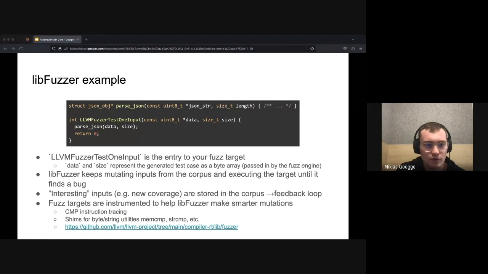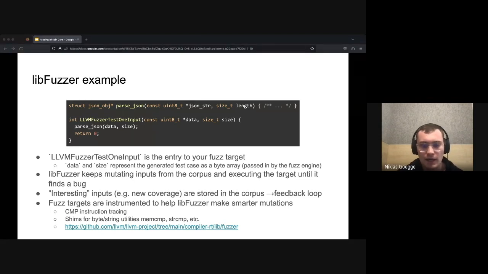The fuzz targets for libFuzzer are usually instrumented at compile time with stuff that helps libFuzzer make smarter mutations. For example, for every compare instruction that your program does, libFuzzer will have a little hook into that and observe the compare instruction, and it can use the values for those compare instructions to inform the mutations it makes. The same goes for memcmp or strcmp when you're comparing specific strings or memory. That's how libFuzzer sort of magically guesses special values that you have in your program and inserts those into the inputs.